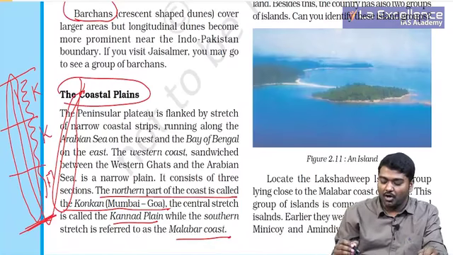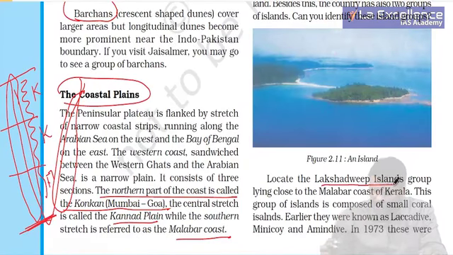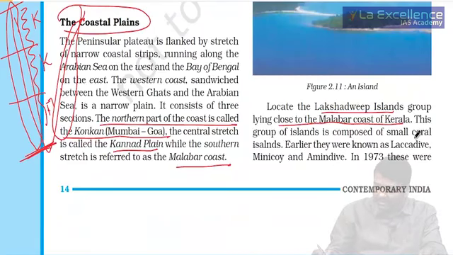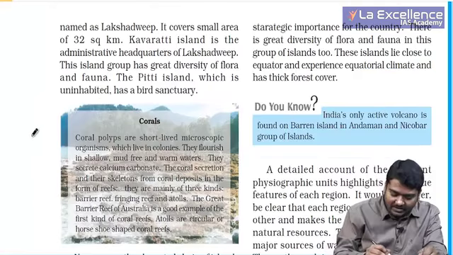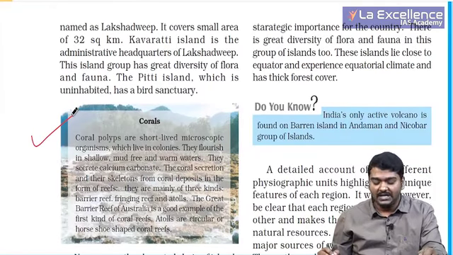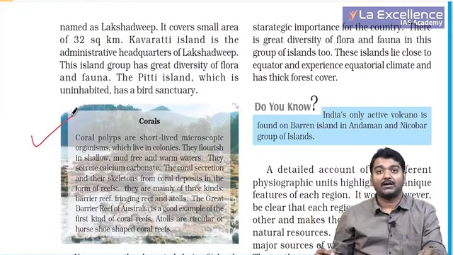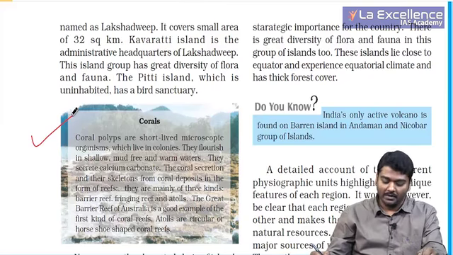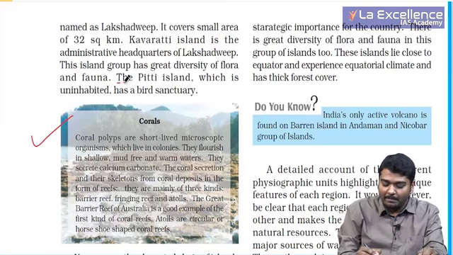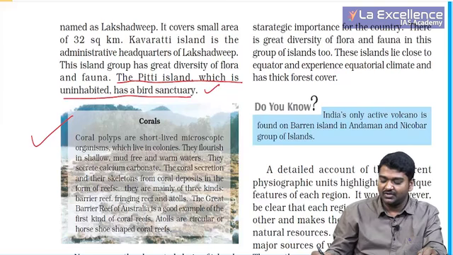Then we need to talk about Lakshadweep, which is present closer to the Malabar coast of Kerala, and these island groups are usually made up of coral reefs. So I have already explained coral reefs, it is important for you to locate it. Please try to see this. We have already seen what coral reefs are and what the best examples of coral reefs are. This is very, very important. Pitti Island is uninhabited and has a bird sanctuary here.